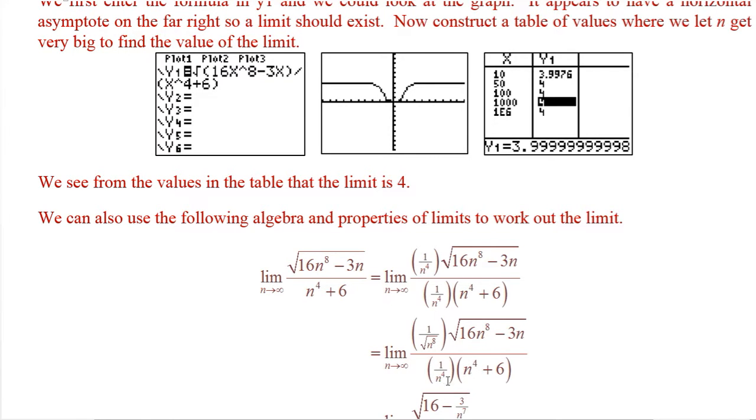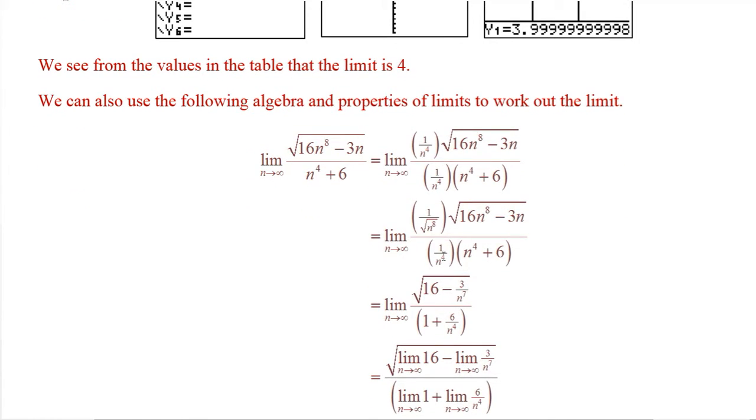Now, we can distribute, and let's do the denominator first. 1 over n to the 4th times n to the 4th cancels out, leaving you just 1, plus 6 times 1 over n to the 4th, which is 6 over n to the 4th. Now, 1 over the square root of n to the 8th, when I distribute, is going to be this square root divided by that square root, which is the square root of this polynomial divided by n to the 8th. So let's just distribute that. 16n to the 8th divided by n to the 8th is just 16. And negative 3n divided by n to the 8th is negative 3 over n to the 7th.